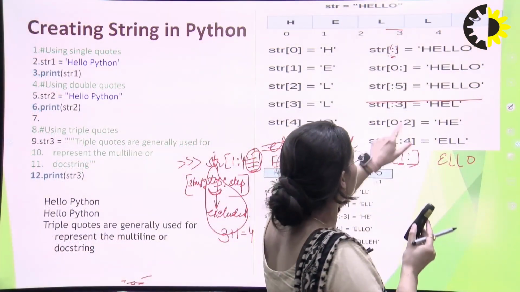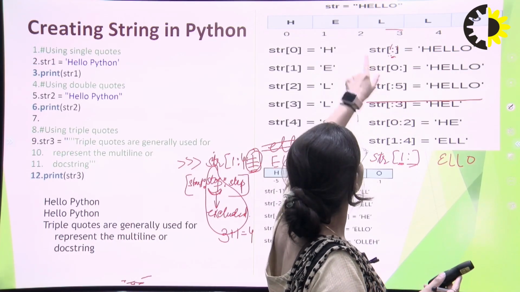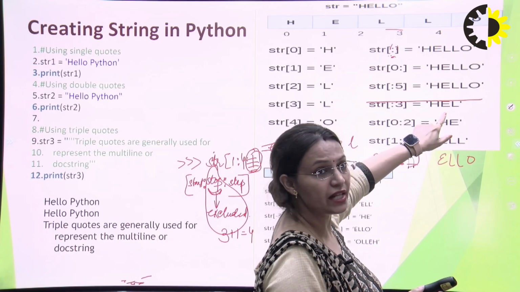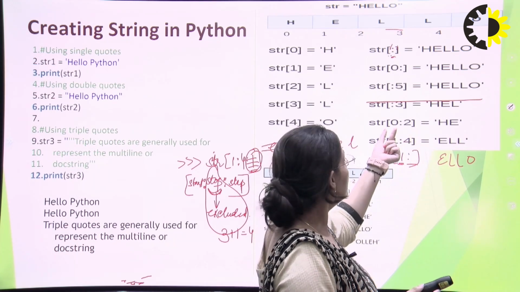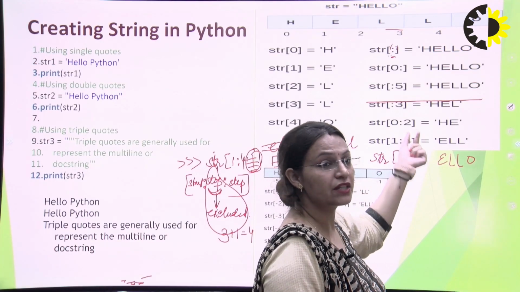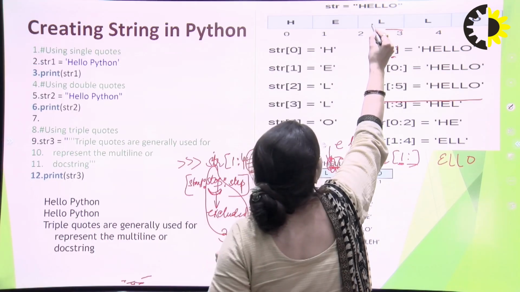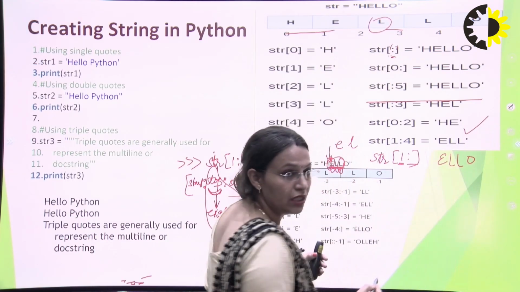Then the string is represented from starting till 3, and now 3 is excluded. So the third index is excluded, and it will represent HEL as an output. In this, both the parameters are present over here. So index 0 will be included and index 2 will be excluded. That means the second index L will be excluded and the answer will be HE. Yes, the output is HE over here.